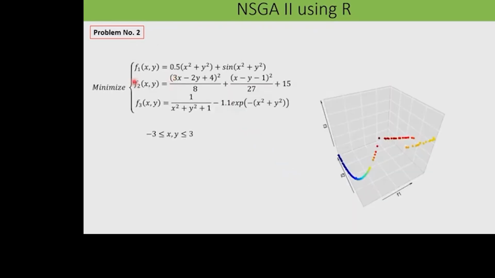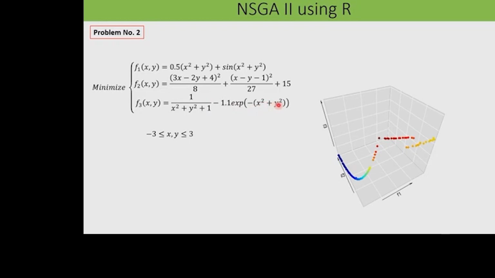The second problem has 3 objective functions, and all of them are minimization type. You can see that f1 is 0.5 (x square plus y square) plus sin(x square plus y square), and objective function 2 is (3x minus 2y plus 4) whole square divided by 8 plus (x minus y plus 1) whole square divided by 27 plus 15. There is another objective function, f3, which is 1 divided by (x square plus y square plus 1) minus 1.1 exp(minus (x square plus y square)).